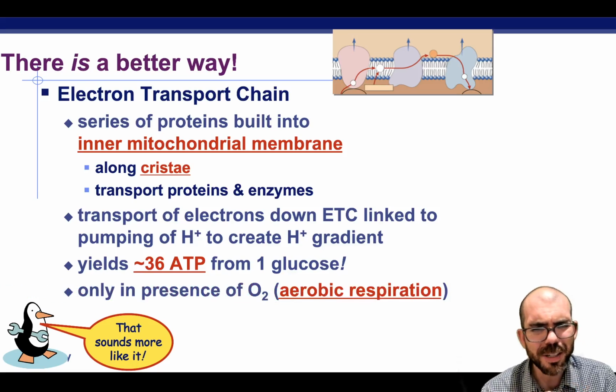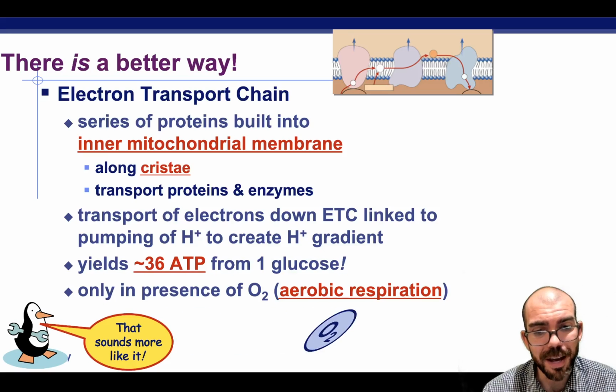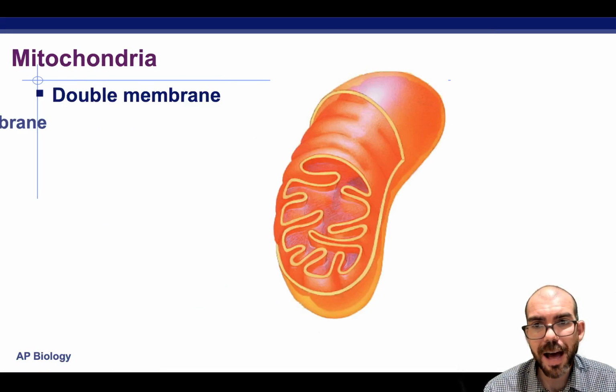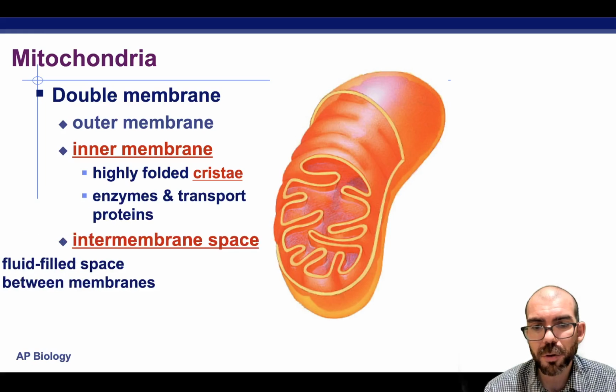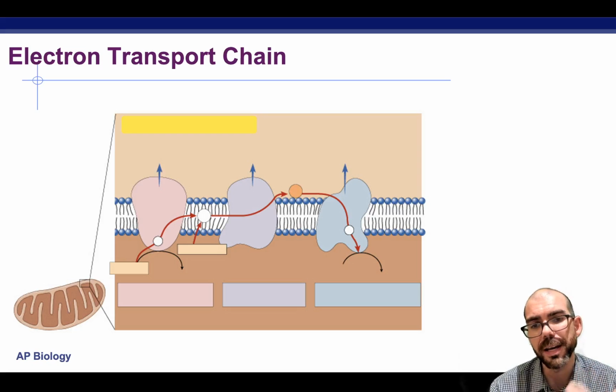Also notice we haven't talked about oxygen at all yet. I thought you needed oxygen for aerobic respiration. You do, in this last and final step. So this is going to happen in the mitochondria, so I want to familiarize you with the anatomy of where the electron transport chain is going to do its thing.